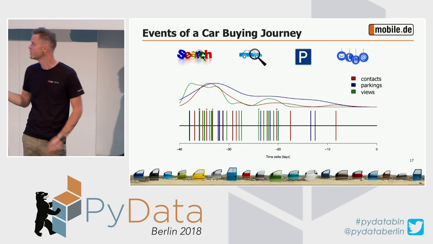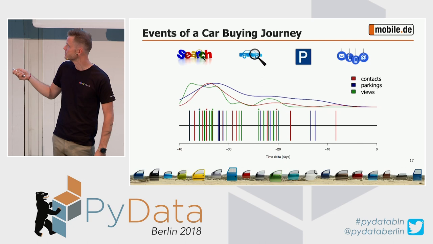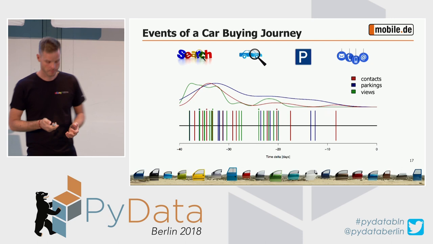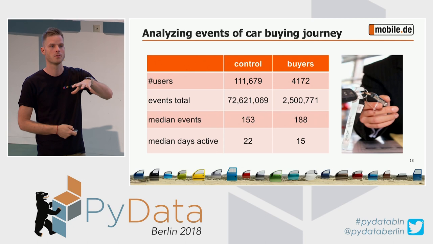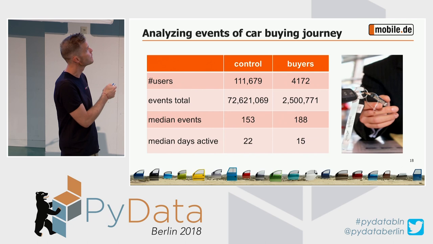So here are a lot of interactions. There is less. Maybe you had some days off. Here's more. This is the kind of data we look at. And we were interested, how does that look? So we got around 4,000 buyers we had on our website and said, okay, let's look at their individual data car buying journeys. We got some controls, randomly picked users, and we assembled around 75 million interactions for those users.